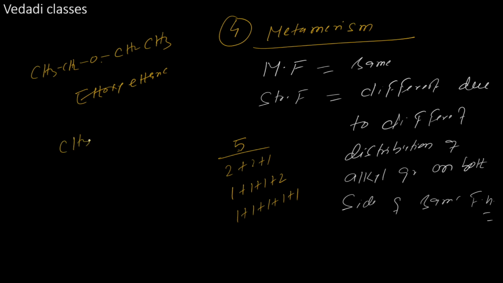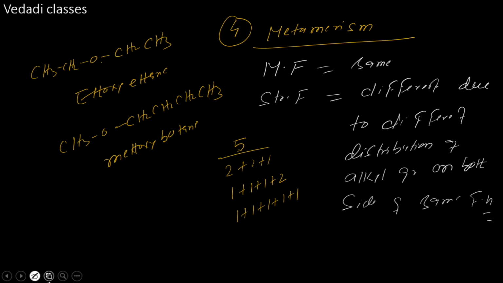Now if you take CH3O, CH2, CH2, CH2, CH3, this is methoxybutane. Now have a look here. This is your methoxybutane. So have a look. In the first case, oxygen here, the ether, this is the ether.